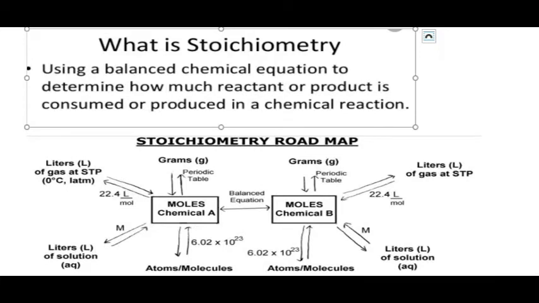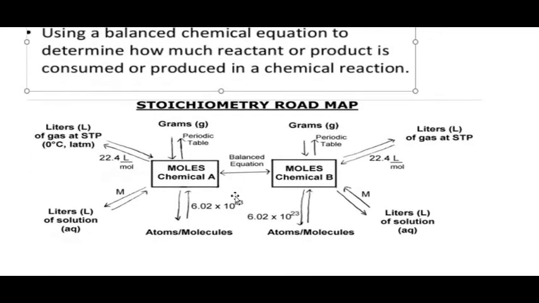What is stoichiometry? Using a balanced chemical equation to determine how much reactant or product is consumed or produced in a chemical reaction. So you need to remember this table in order to solve stoichiometry. At least familiarize yourself with this. Basically, you want to get the moles of chemical B using chemical A, the reactant or product. So let's try some problems.